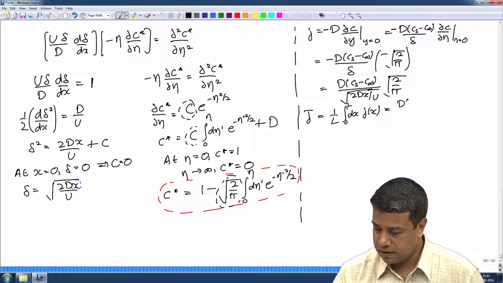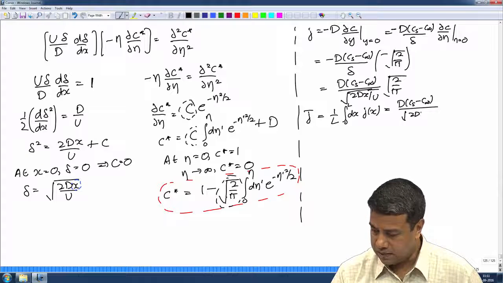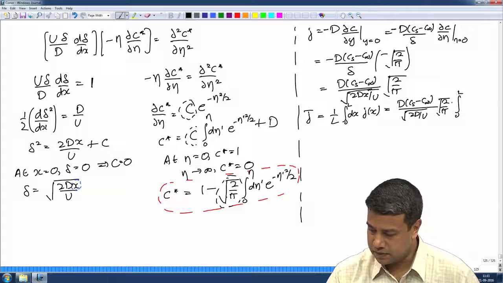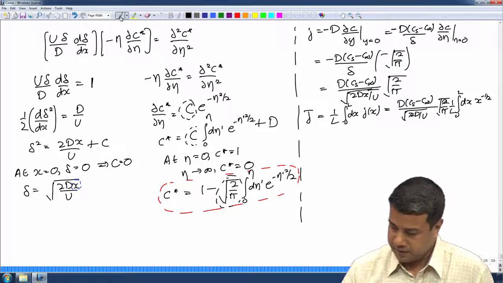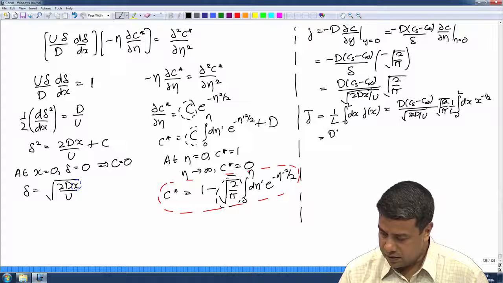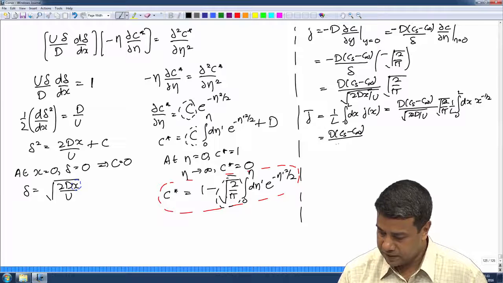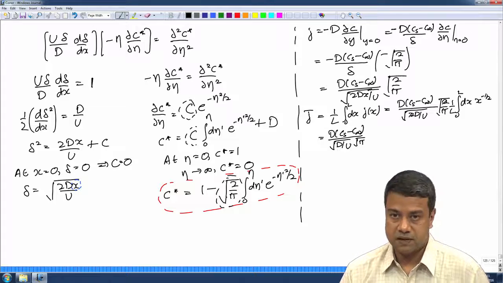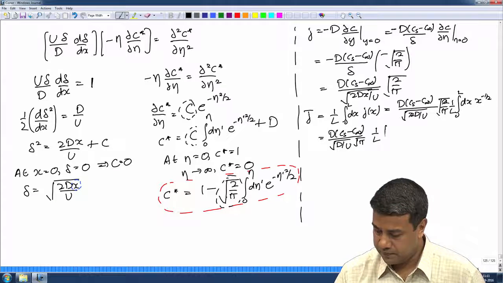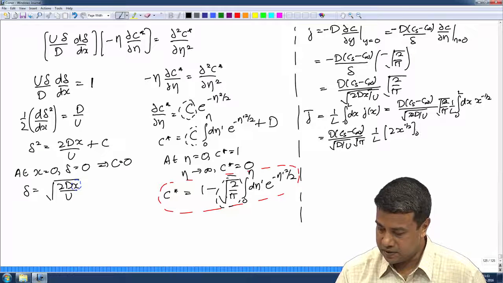So, this will be equal to D into Cs minus C infinity divided by root of 2D by u, times root of 2 by pi, integral 0 to L dx times x to the minus half. These two square roots of 2 will actually cancel out, and I will get D into Cs minus C infinity by root D by u into root pi. Integral of x to the minus half is 2 into x to the plus half. So, I will get 1 over L into 2 into x to the half between 0 and L.